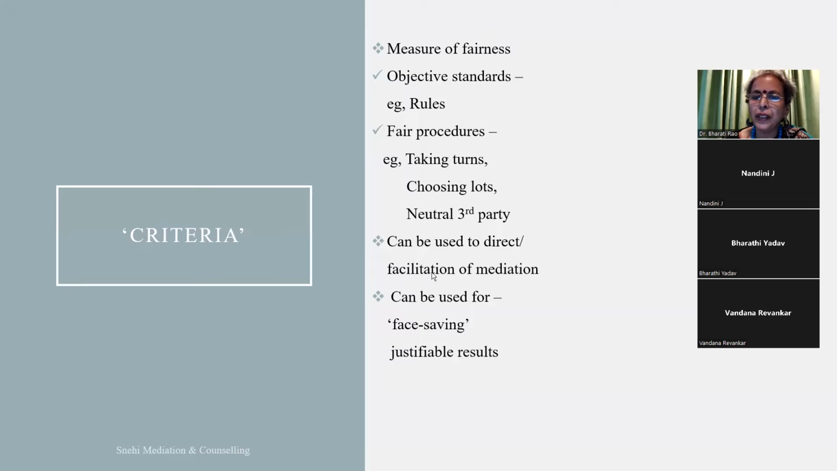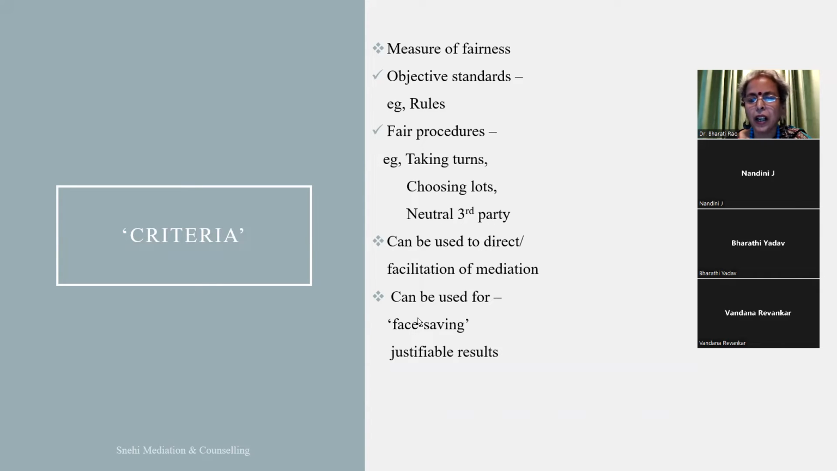One, it can facilitate in mediation. It can be used to direct mediation. How can this be done? For instance, the mediator and the counsels, they can cite certain rules which are prevalent, which say that this particular resolution has precedence, it is acceptable as per law. So it helps in facilitation and in giving direction to the mediation.